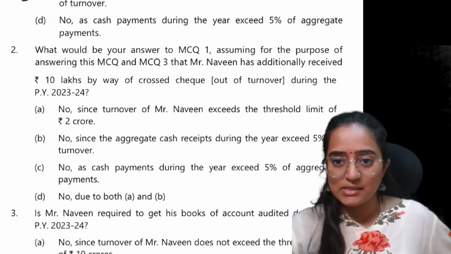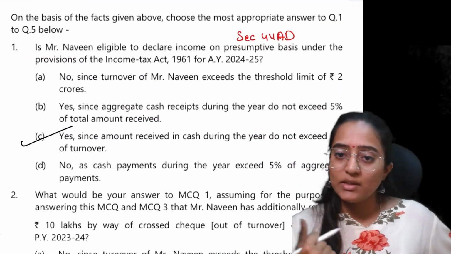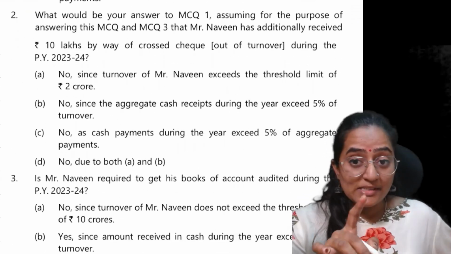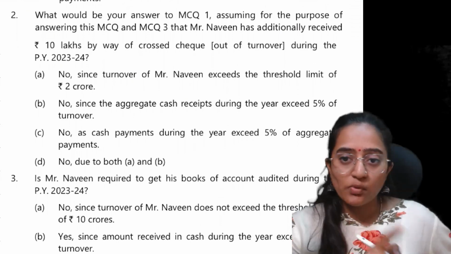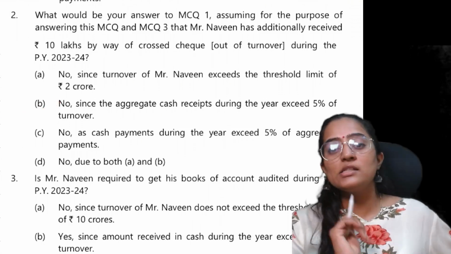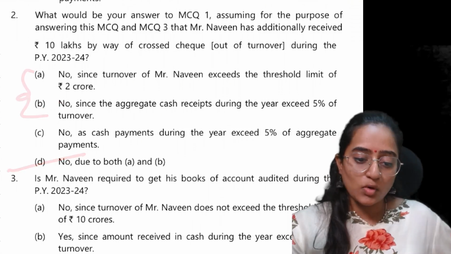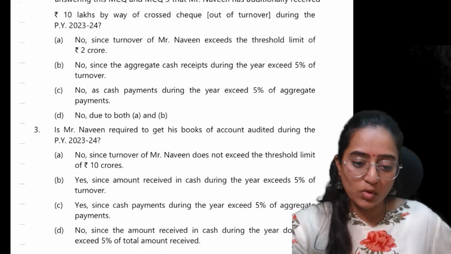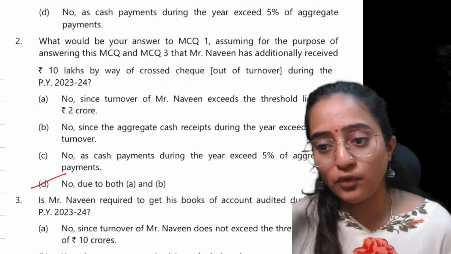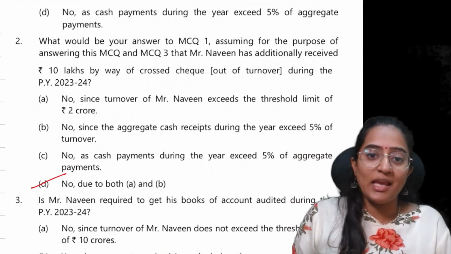I just explained the option C so that you would understand the cash payment is also exceeding 5%. That understanding will get into in the next MCQ. But try to understand a point over here. Since your turnover exceeds 2 crore, that is one of the options. And also since the aggregate cash receipts during the year exceed 5%, that's the second point. Because of these two reasons, he is not able to opt for section 44 AD. Clear? He is not able to opt for section 44 AD. That is because of option A and B.